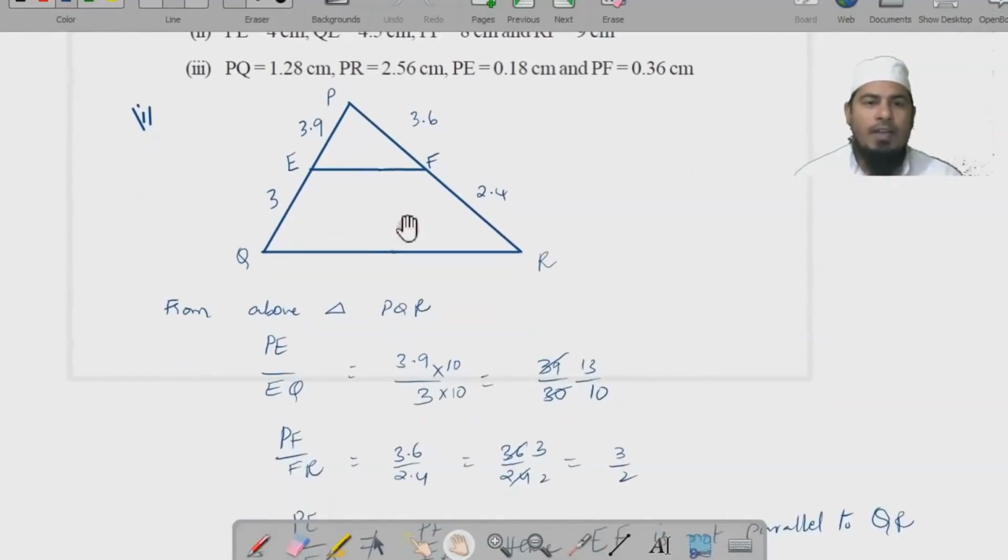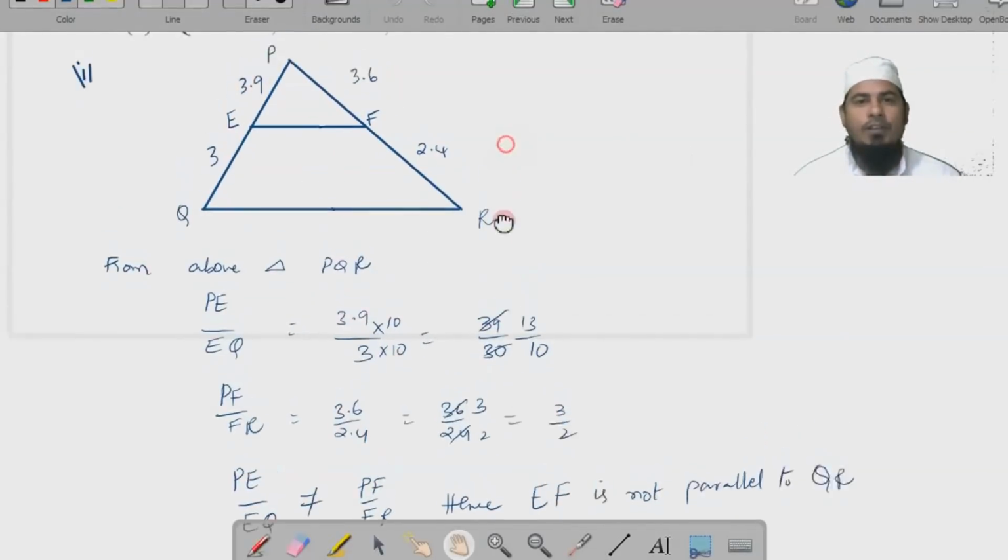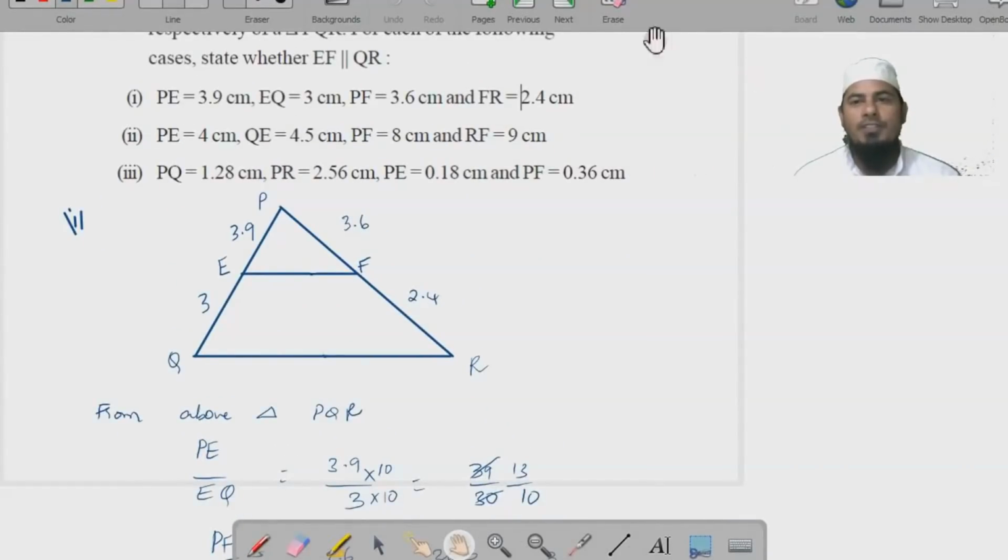In this triangle PQR, PE by EQ is the ratio 3.9 by 3. When we cancel, we get 13 by 10. PF by FR is 3.6 by 2.4. When we cancel, 3 by 2. So PE by EQ is not equal to PF by FR. Hence, this EF is not parallel to QR. If the ratios are equal, then we can say EF and QR are parallel. So you can try the other two questions. Let us go to the next question.